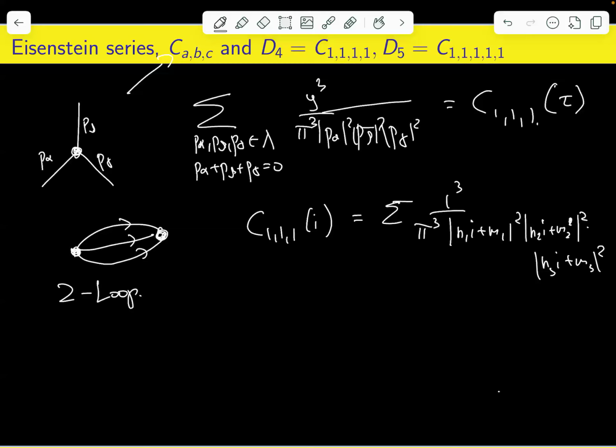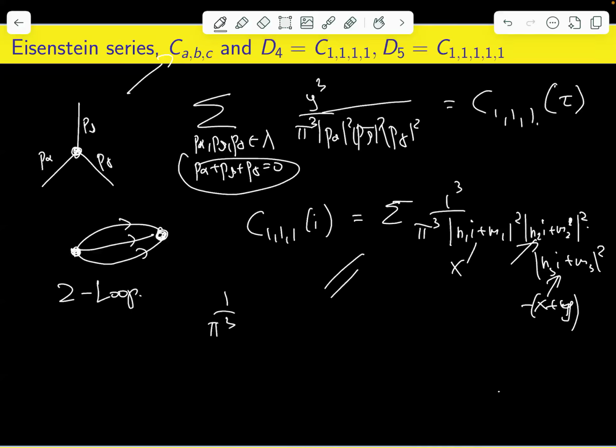Okay, and if you denote this by x, this by y, then this will be just minus x plus y, right? Because the sum of them must be 0. So actually this expression is exactly 1 divided by p cube, sum over all 1 over x square y square (x plus y) square, where x and y are lattice vectors. Again, you put here a prime.